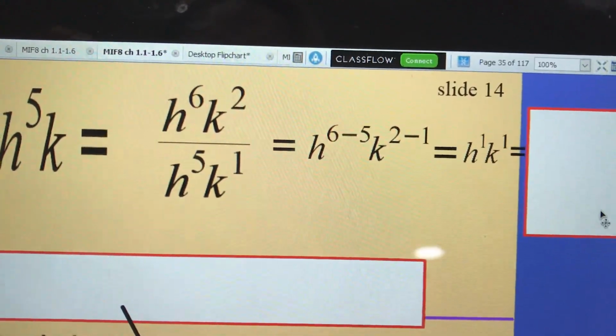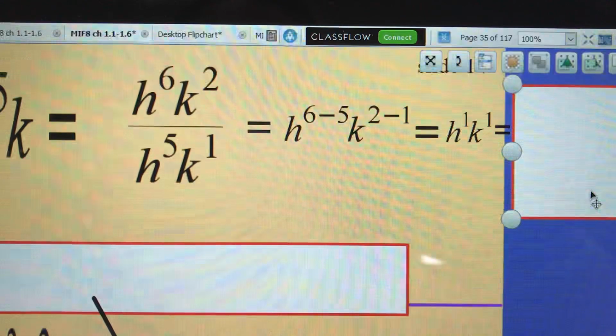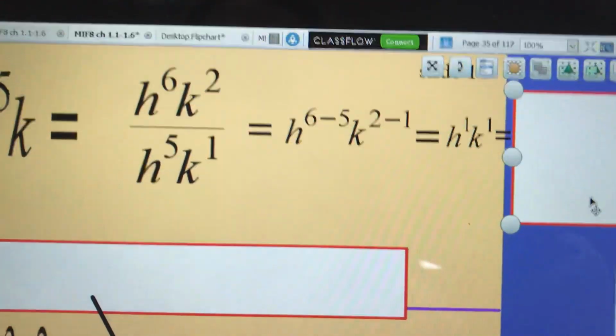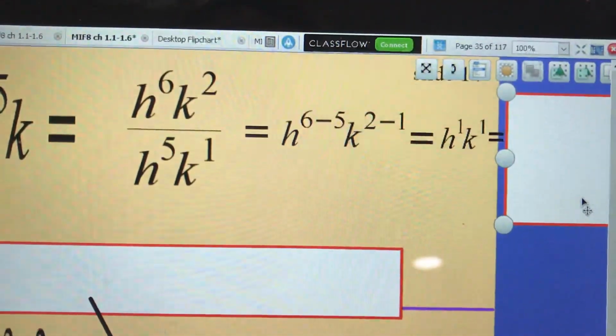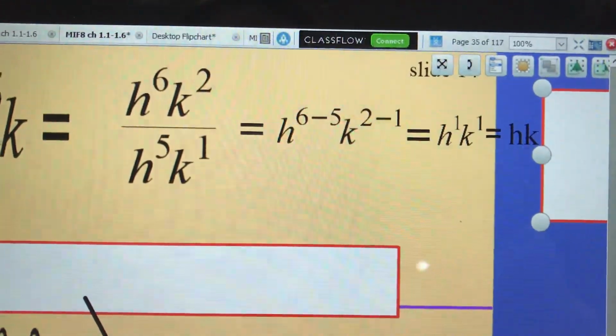Final answer. Well, we've got h to the 1st, k to the 1st. Do we need to show those ones? No, guys, and you shouldn't show those ones. So final answer is going to be nice, clean HK.